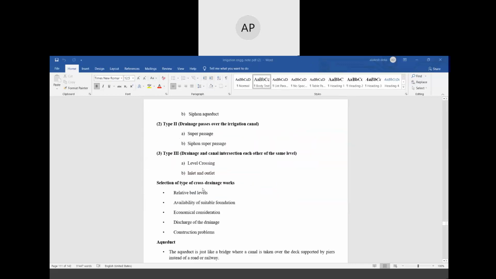Next one is type 3. In type 3, the drainage and canal intersect each other at the same level. So in this type, the drain and the canal intersect at the same point. And these are level crossing and inlet and outlet. So these are the different types of cross drainage works required for canal irrigation.